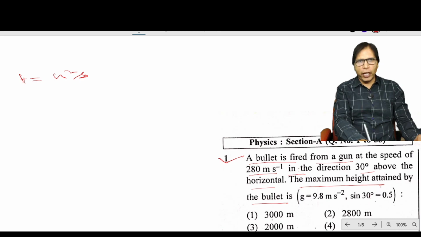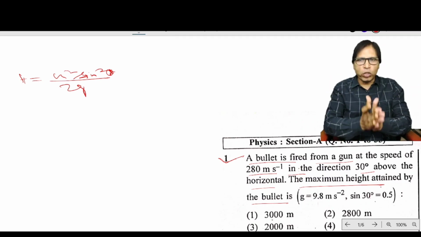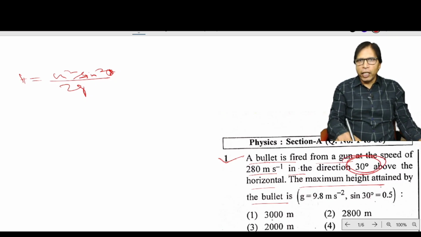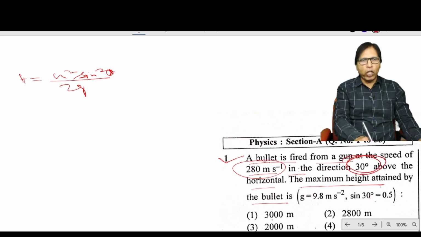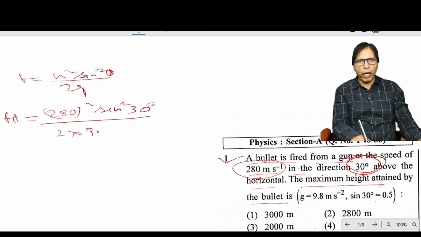You know the maximum height attained by the projectile is u square sine square theta divided by 2g, where theta is the angle made by the bullet with the horizontal. Here theta is 30 degree, u is 280 meter per second. So maximum height h equals 280 whole square into sine square 30 degree divided by 2 into 9.8.